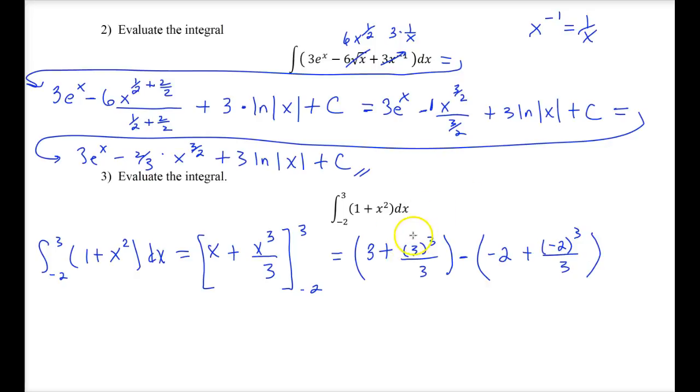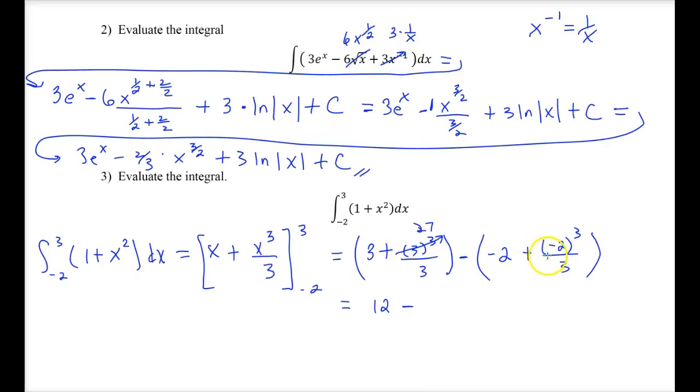So here we know that 3 raised to the 3 is just 27. So we'll just say that that's 27. And of course, 27 divided by 3 is 9. And of course, 9 plus 3 is 12. So that's what goes here.